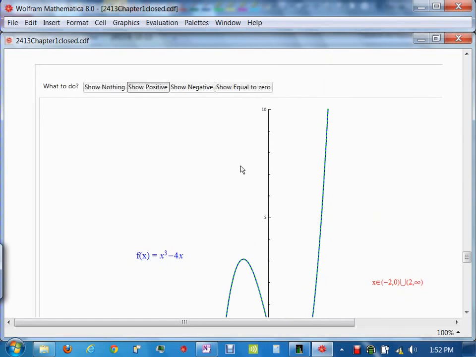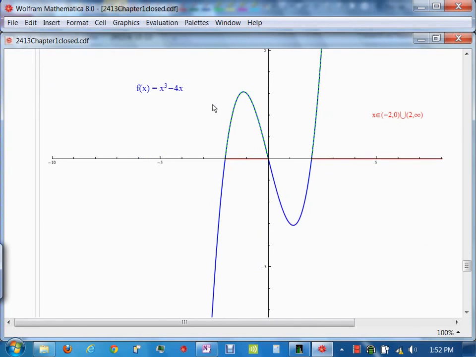Now, where's the function negative? See if you can jot that down yourself. Give me the interval answer. What I mean by interval answers is, x is an element of what?